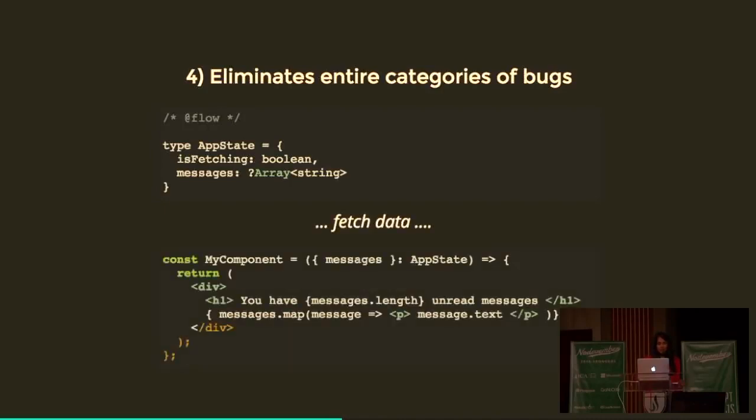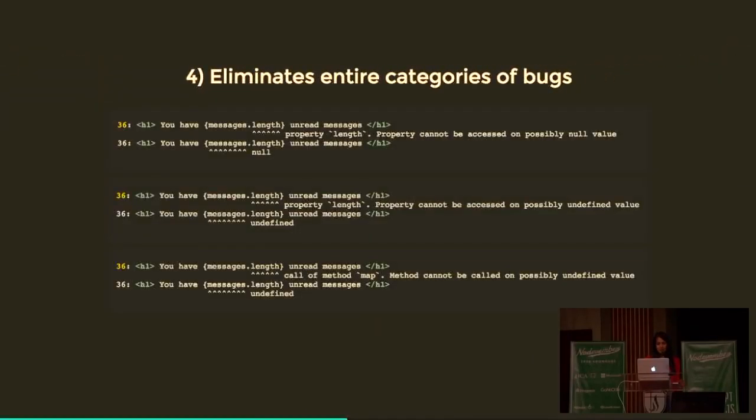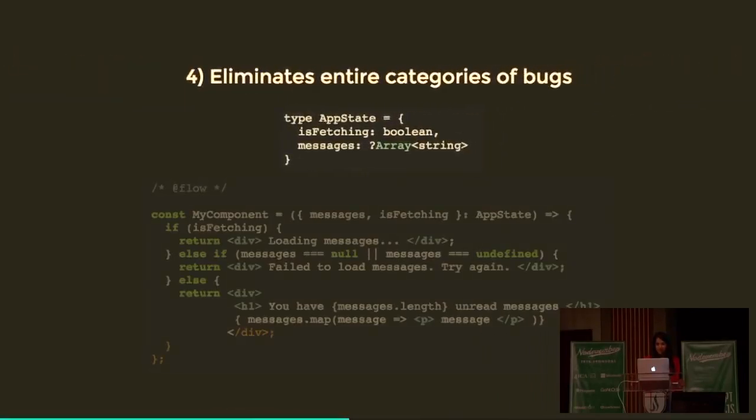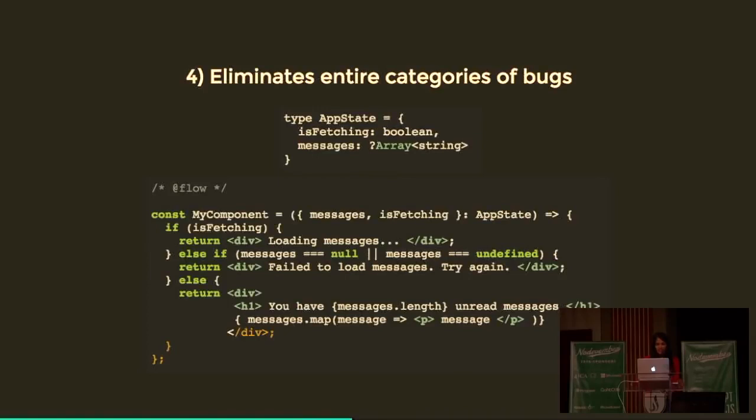Fetch the data, the same component. Now, if you try to Flow check this, what Flow will say is property cannot be accessed on possibly null value. So it's saying because your messages array can be possibly null, you can't do dot length on it. Handle that, programmer. So then you go back and you're like, okay, I'll handle that.